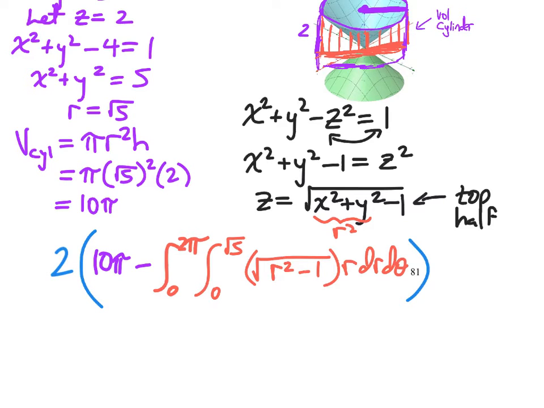Zero to root 5. NaN? Why would NaN be an issue here? Oh yeah, the 0 would be an issue, but that would give you negative under the radical. Aha! Yeah, good call.